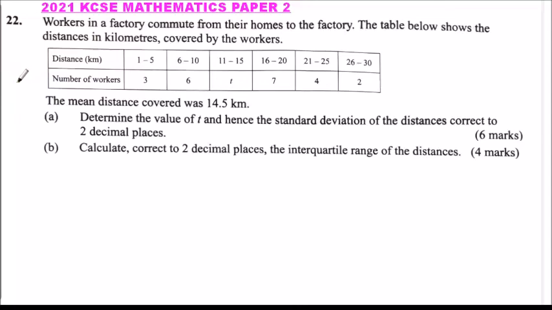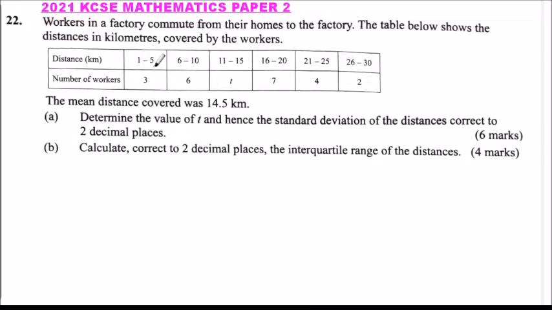This is question number 22. Workers in a factory commute from their homes to the factory. The table below shows the distances in kilometers covered by the workers. So we have distance in kilometers and number of workers.